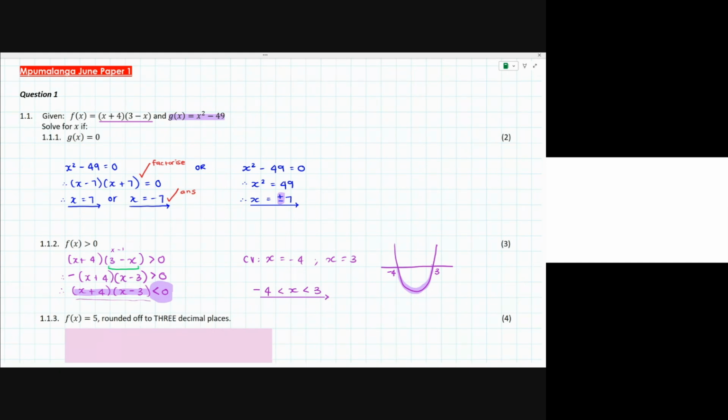All right. In terms of mark allocation, a method mark, particularly for that times by a -1. You then get a mark for your critical values, and then a mark for your inequality. Now remember, generally that inequality mark is an all or nothing mark.